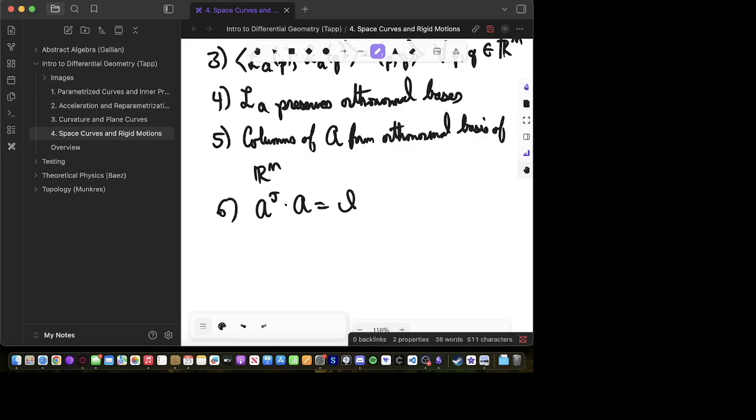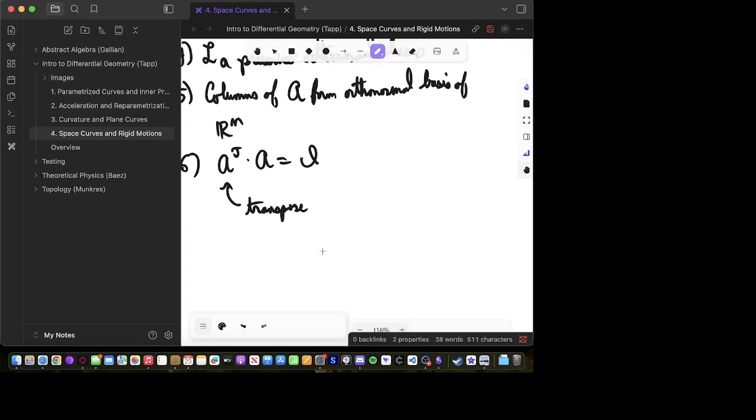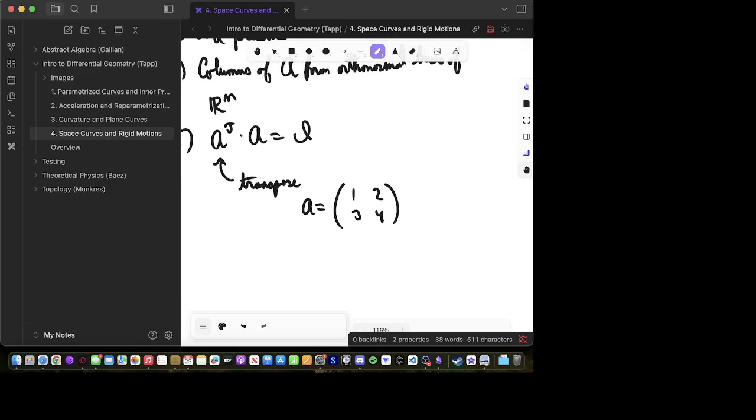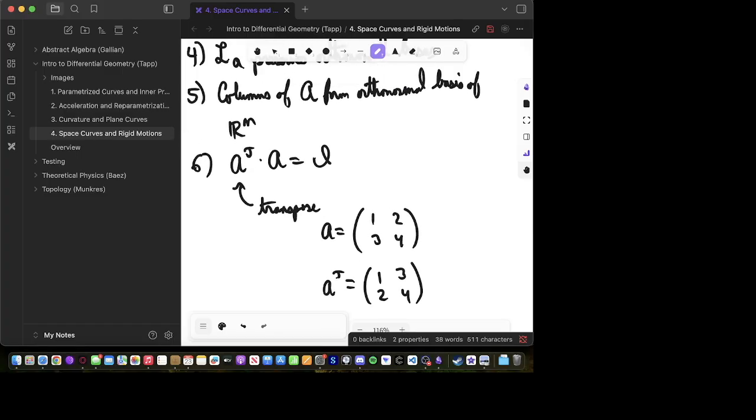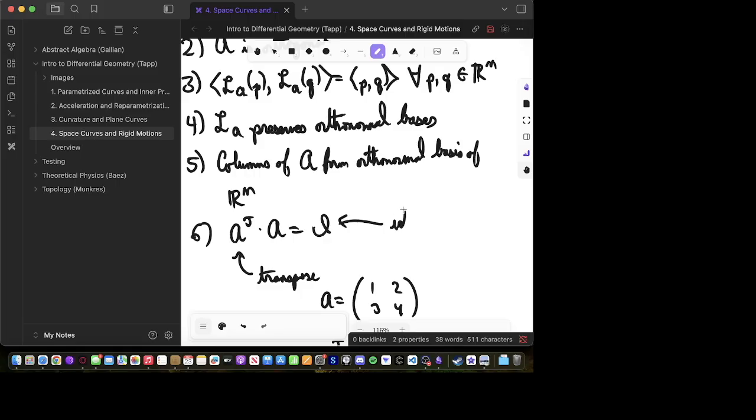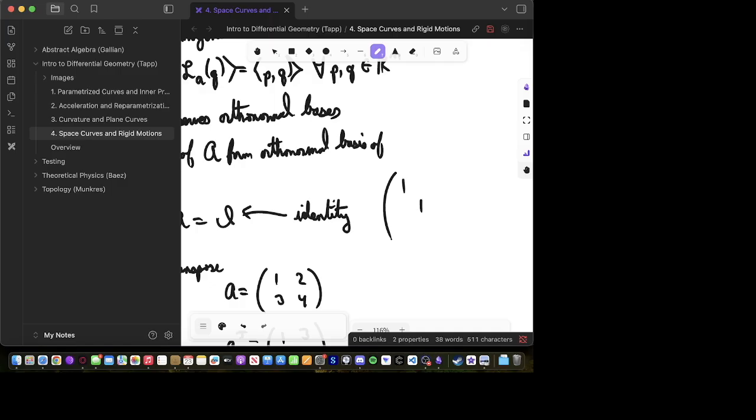so what this basically means is this is called the transpose, and it's basically when you swap the rows and columns. So if we have 1, 2, 3, 4, then A transpose equals something like this. This is called the identity, and that's basically just where the diagonal is 1 and everything else is 0.